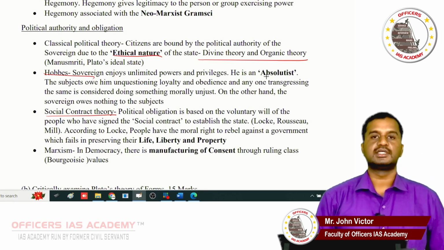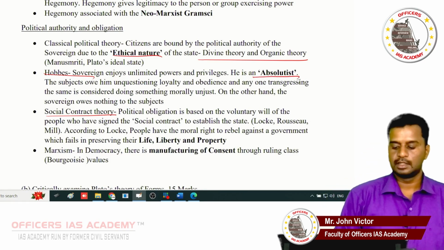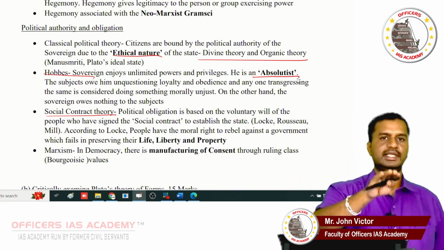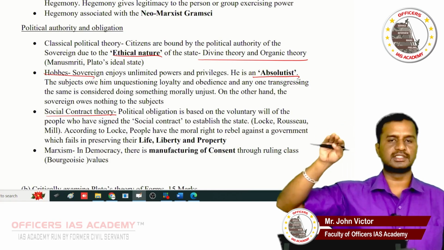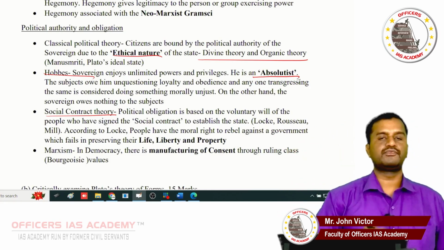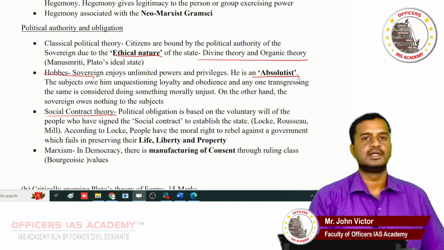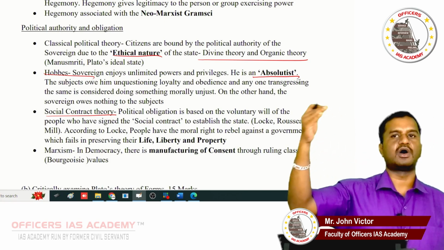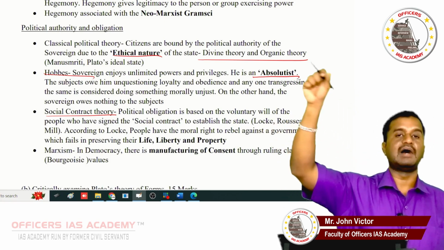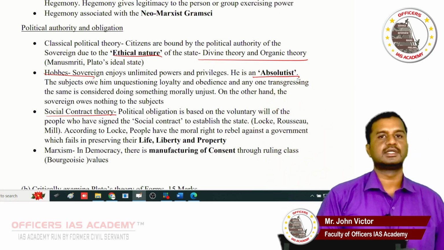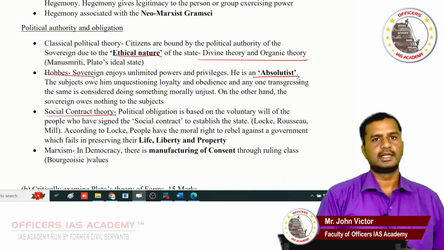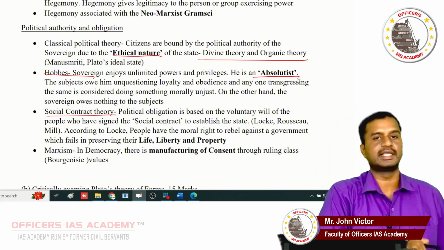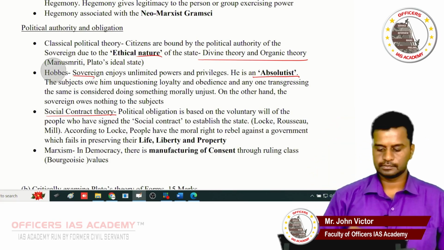Hobbes was an absolutist. He gave more powers to the sovereign. But the father of liberalism, John Locke, gave more powers to the individual. He gave duties to the sovereign. This is the difference between Lockean philosophy and Hobbesian philosophy. The legitimacy is based on the power in the hands of the sovereign according to Hobbes, and the social contract and the law of nature and power in the hands of the people in case of John Locke.